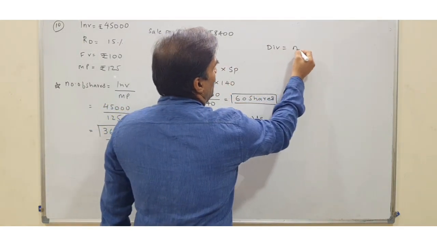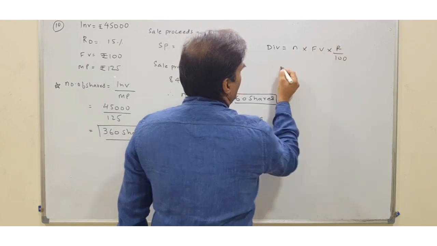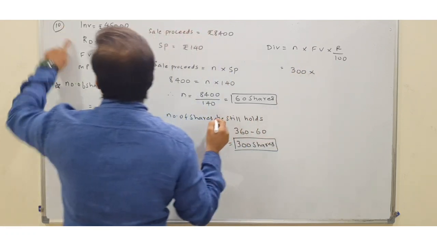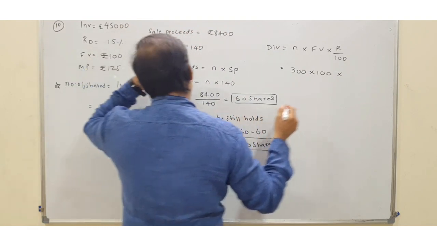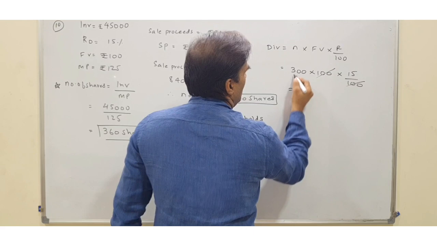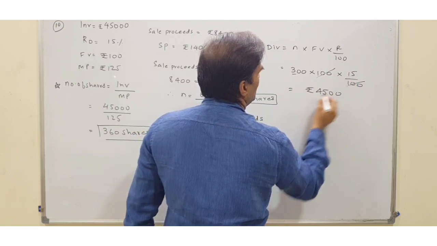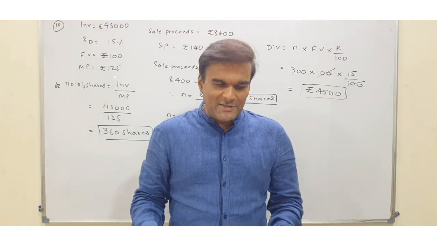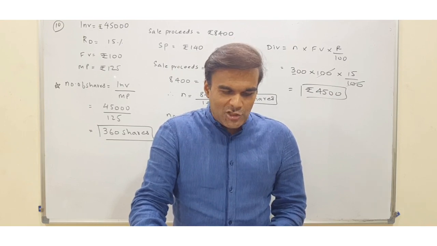Dividend is number of shares multiplied by face value multiplied by rate upon 100. Since we know we are left with 300 shares, face value 100. What about the rate of dividend? 15%. So 15 upon 100, 100. 15 threes are 45, so rupees 4500 is the amount of dividend which we are going to get on those shares. So my friends, question number 10 sorted.